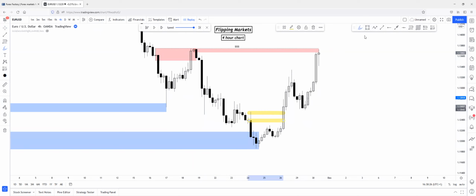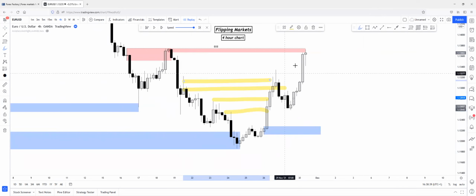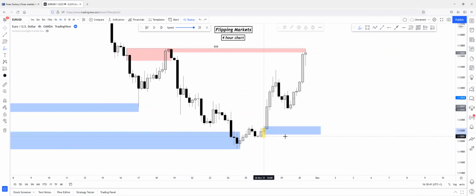And this demand zone right here changed character on the 4-hour chart, as you can see. It caused a huge inefficient push to the upside, change of character here, here, here. So basically change of character everywhere. So this will be a valid demand zone.